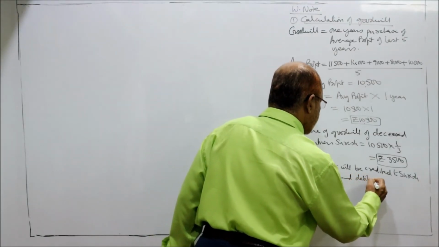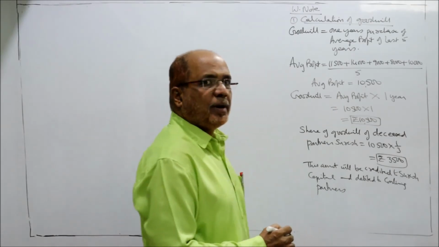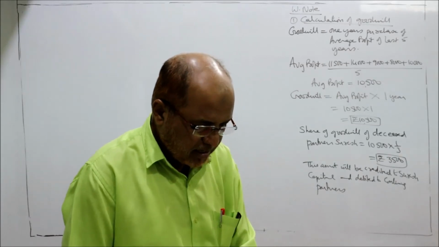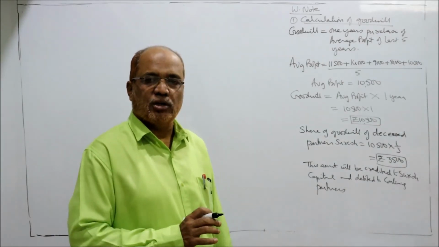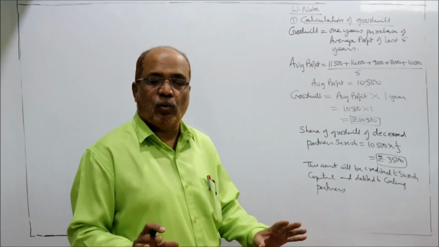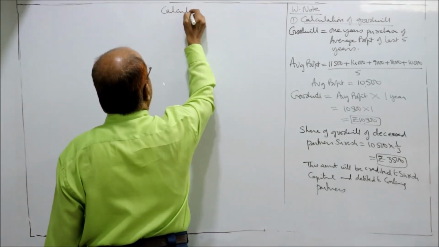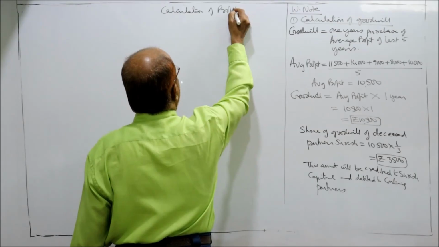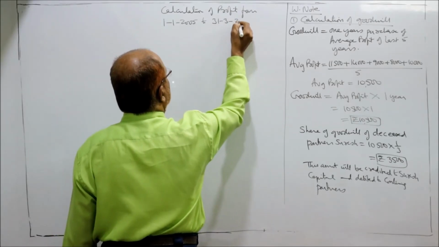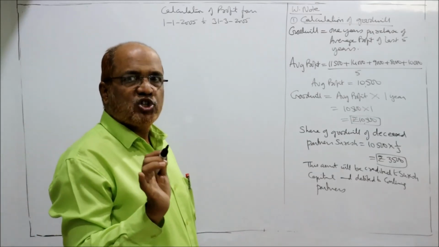और debited to continuing partners. What are the names of the debiting partners? अच्छा, Mahesh and Naresh, continuing partners are Mahesh and Naresh, तो Mahesh और Naresh को debit करेंगे और Suresh को credit करेंगे 3,500 equally. Then calculation of profit, from 1st January 2005 to 31st March 2005, date of death. उसका death हुआ 31st March 2005 को, तो 3 months का profit चाहिए.